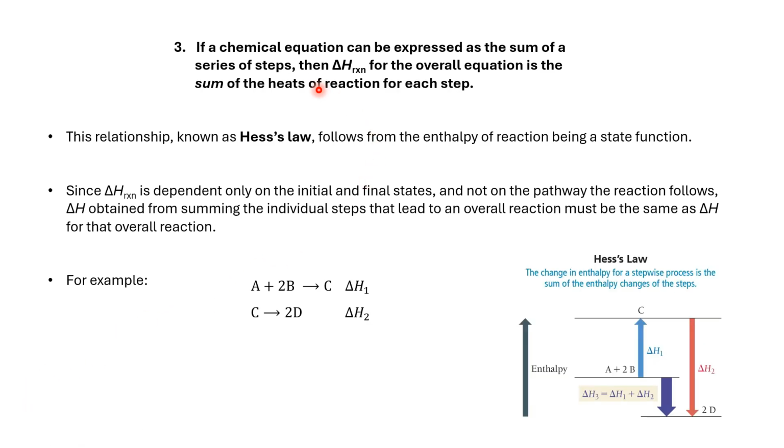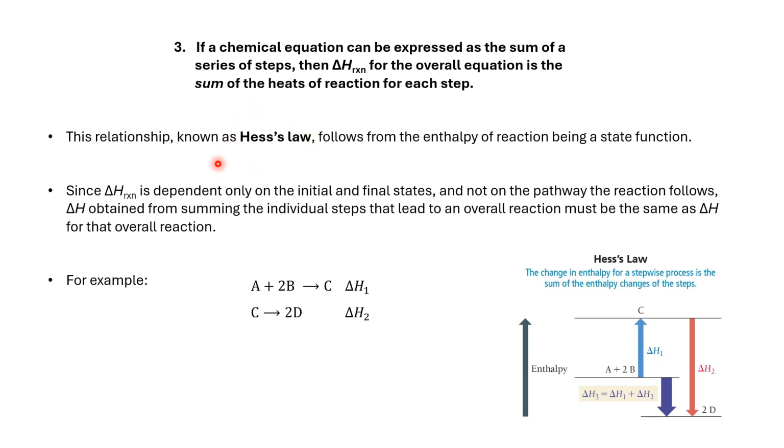The third one, the last one, is if a chemical equation can be expressed as the sum of a series of steps, then delta H of the reaction for the overall equation is the sum of the heats of reaction of each step, for each step. Let's elaborate on what all that means.